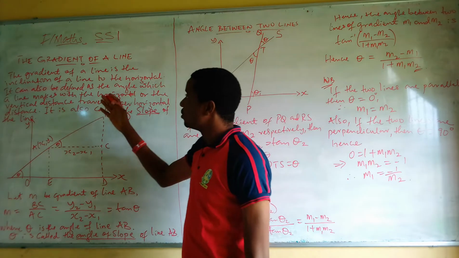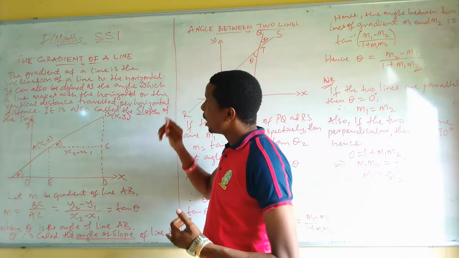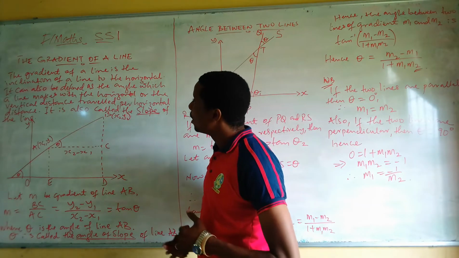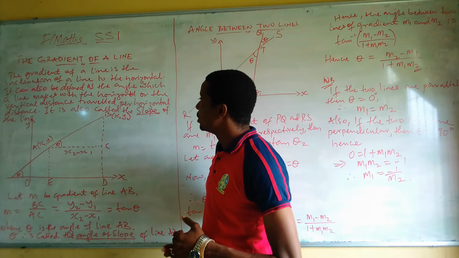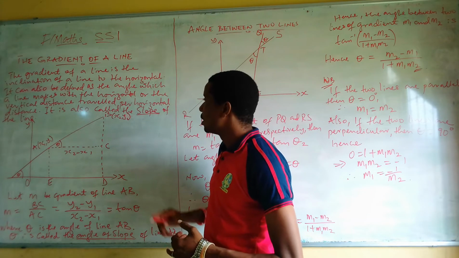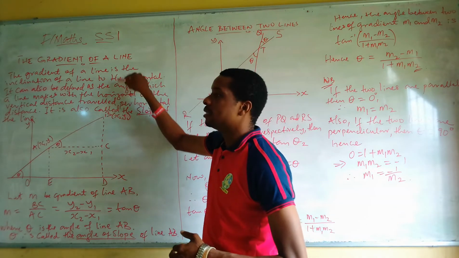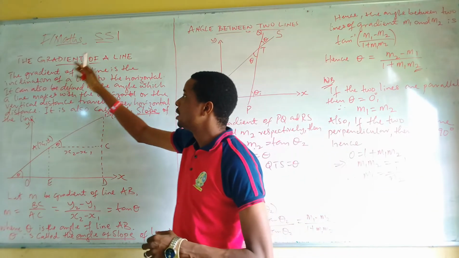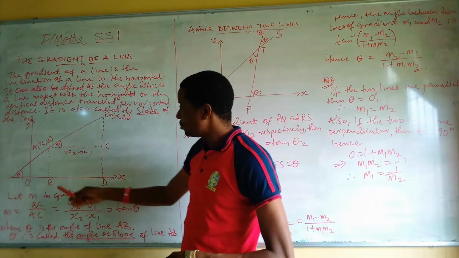So you can be asked to find the gradient of a line. You can be asked to find the angle which a line makes with the horizontal or the vertical distance. You can be asked to find the slope. All you are asked to do is the same thing, and which is what? Gradient. So we have this diagram.